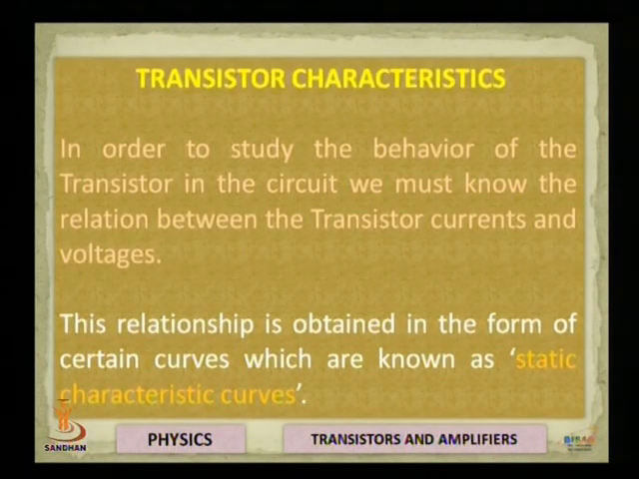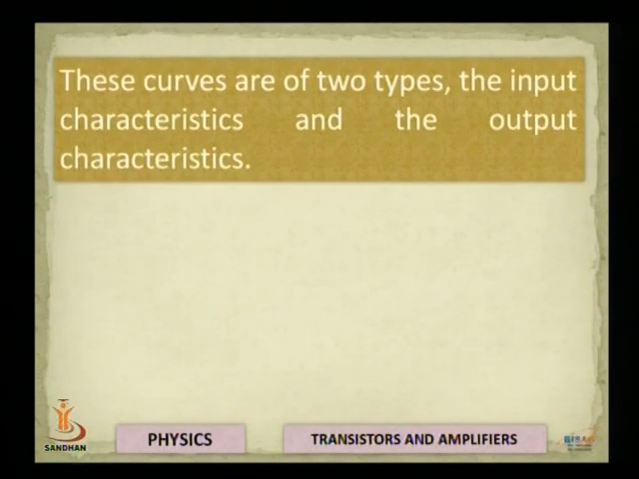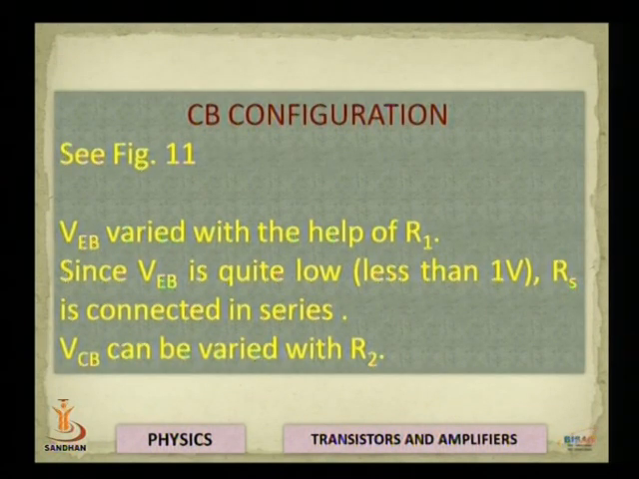Now, transistor characteristics. In order to study the behavior of the transistor in the circuit, we must know the relation between the transistor's currents and the voltages. The relation is obtained in the form of certain curves which are known as the static characteristic curves. These curves are of two types. One is the input characteristic and the other one is the output characteristic. Number 1, we are starting with the common base configuration.